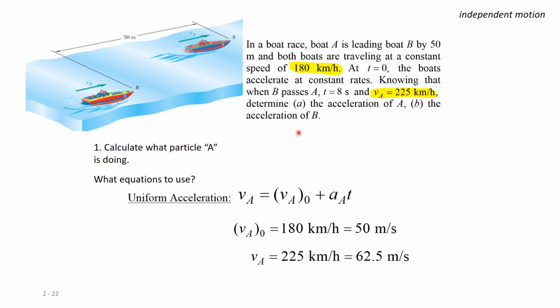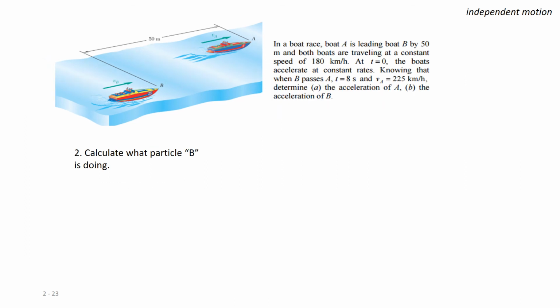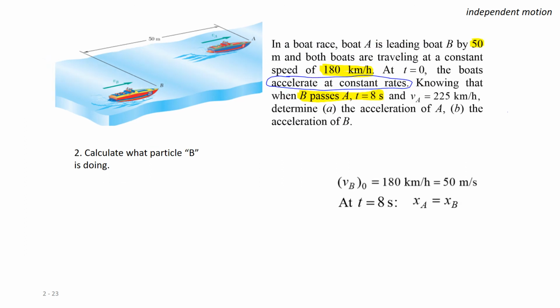Next step, we're going to start looking at B. What is B doing? They both are accelerating at constant rates. This is a constant acceleration problem for both of them. So here's the position of B. So initially, let's call this a position of 0, and then let's say A starts with a position of 50. So B starts at 0, A starts at 50, and then at 8 seconds, those two positions are equal to one another. That's where they pass one another.